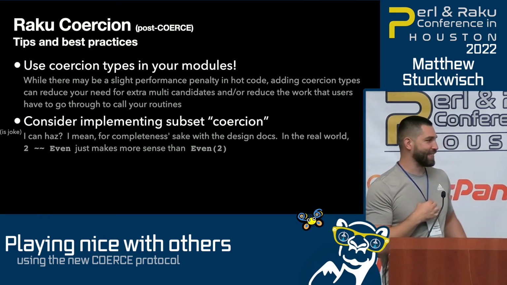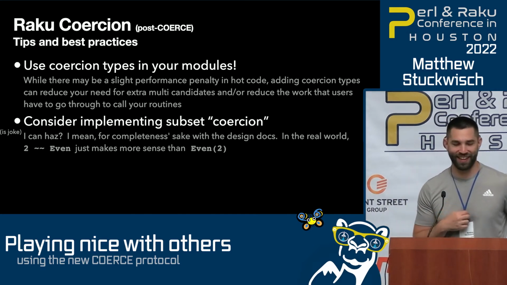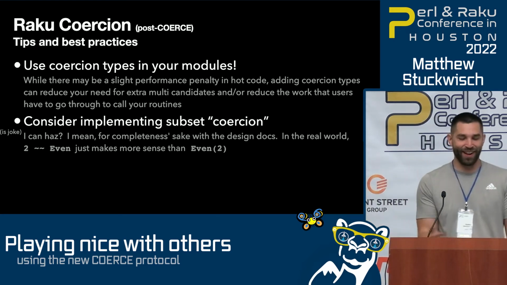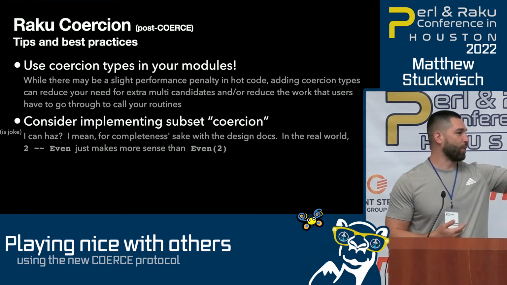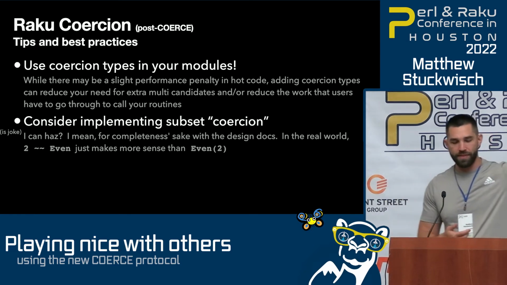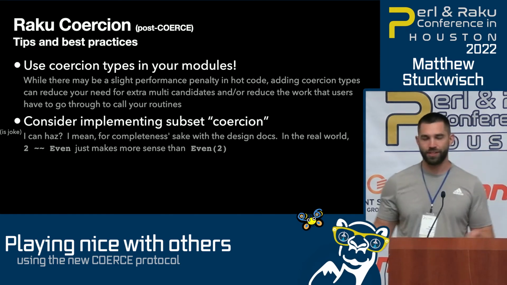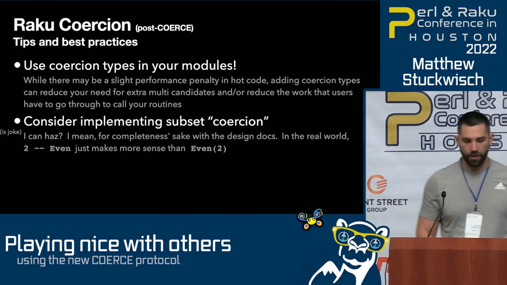And then my last one is consider implementing subset coercion as per the old docs. It's a joke. But, I mean, it's for completeness' sake, like this is all what we're lacking right now. But in the real world, a smart match with even just reads nicer than even parenthesis two. So, that's what you would do in actual code.